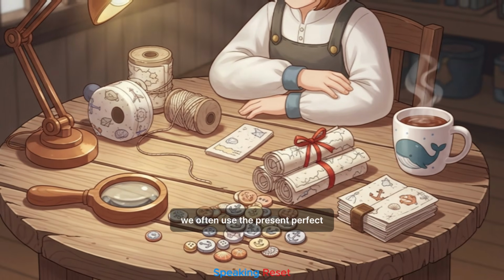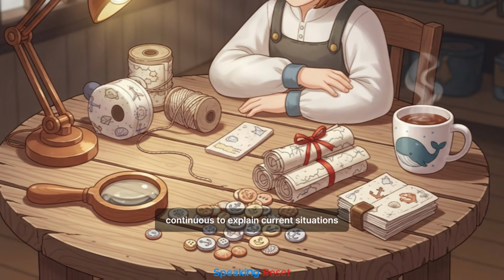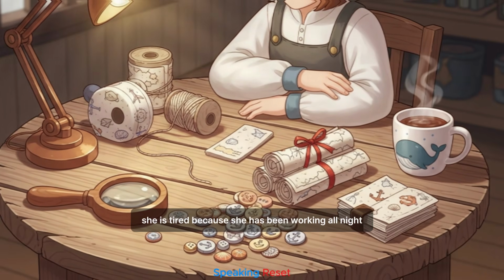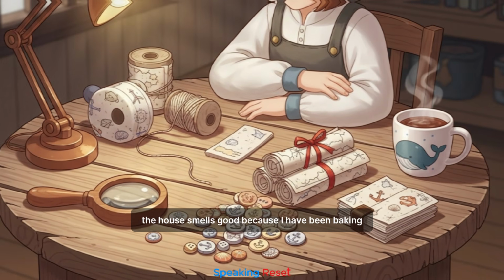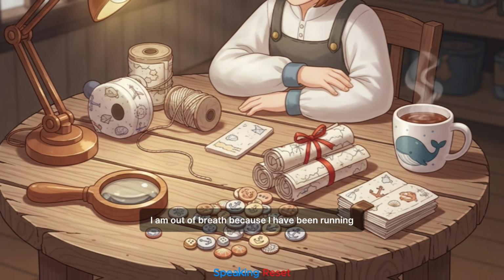We often use the present perfect continuous to explain current situations. She is tired because she has been working all night. The house smells good because I have been baking. I am out of breath because I have been running.